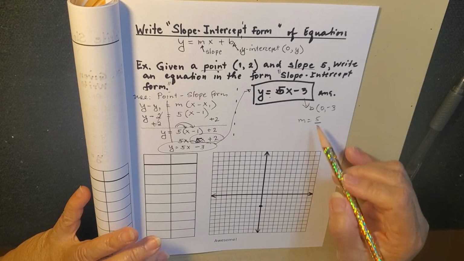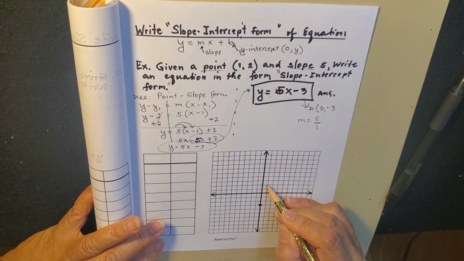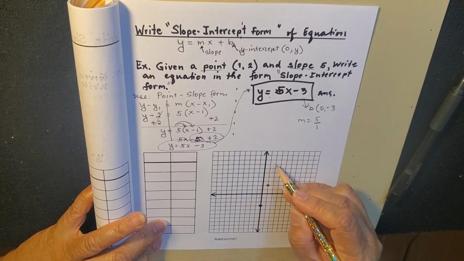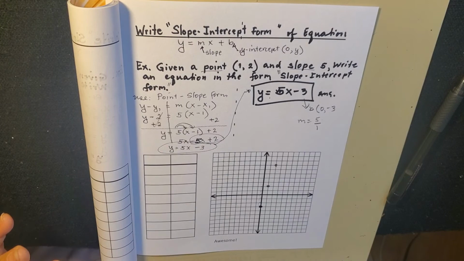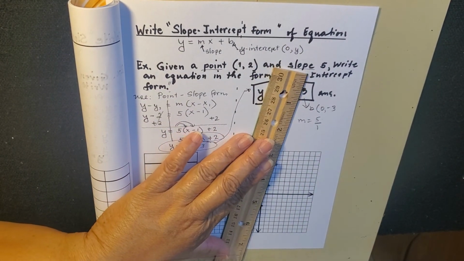And then I go up, I will do the movement. I go up 1, 2, 3, 4, 5 and to the right 1 point. Then I connect all the dots, or all the points.